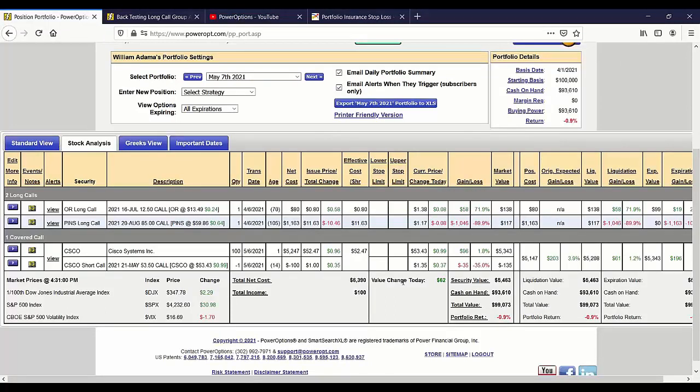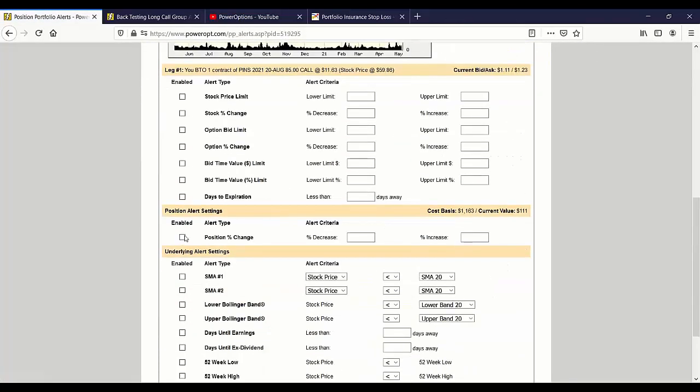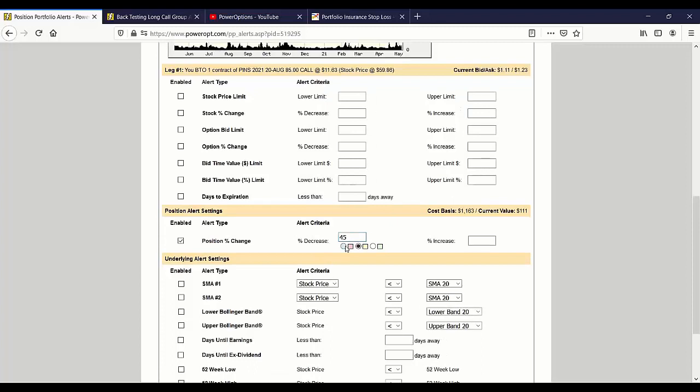So the first thing I would have done, Steve, when I entered this position into my portfolio, is I would have clicked View under the Alert section, and I would have set an alert for the long call if it decreased 45%, and that's the danger zone. Probably 40% to have early warning. See, it's very hard to use a stop on a long call that you would use on a stock. Everyone knows Bill O'Neil, of course. If you buy a stock, you want to set a stop at 7%.